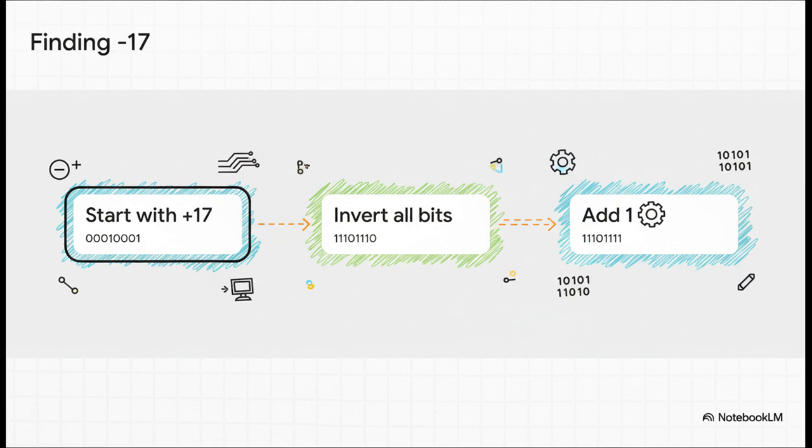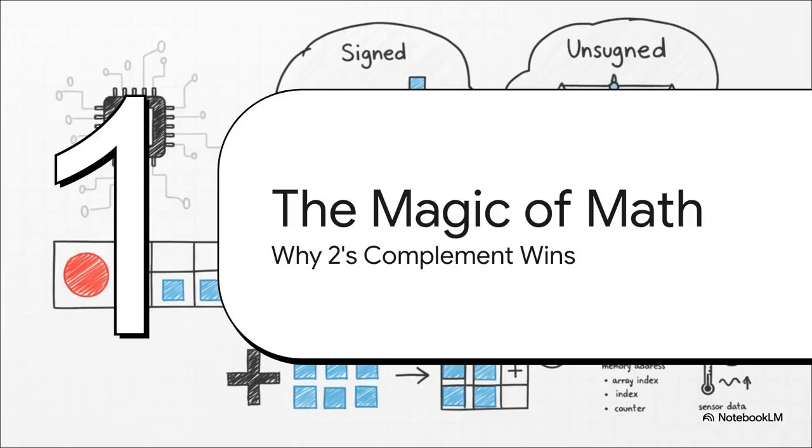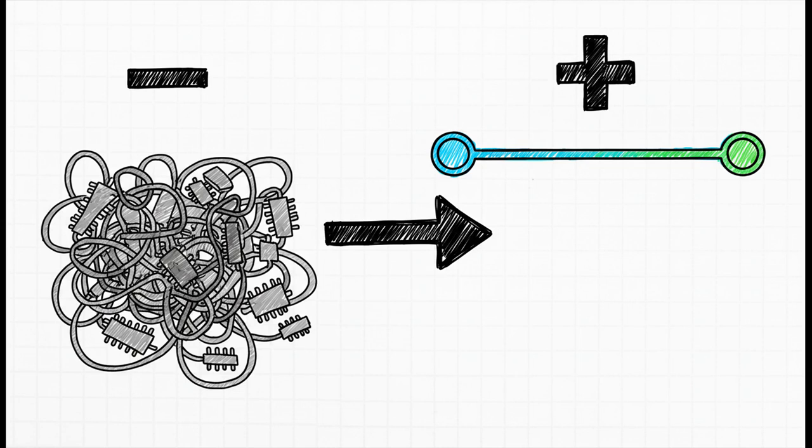But again, why this extra step? So what's the big deal? Why go through all that trouble of flipping bits and adding 1? Well, the secret isn't just about storing numbers. The real magic happens when you start doing math. Think about this, 9 minus 5. Super easy for us, right?